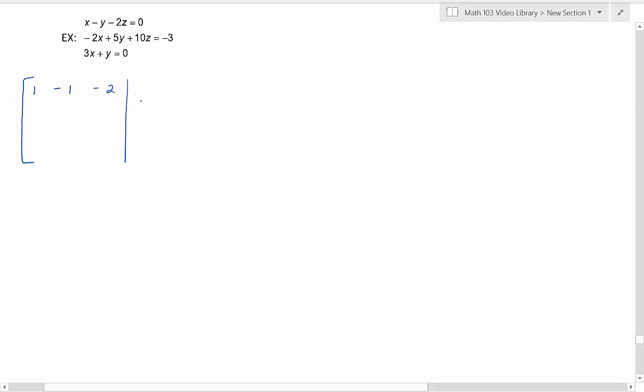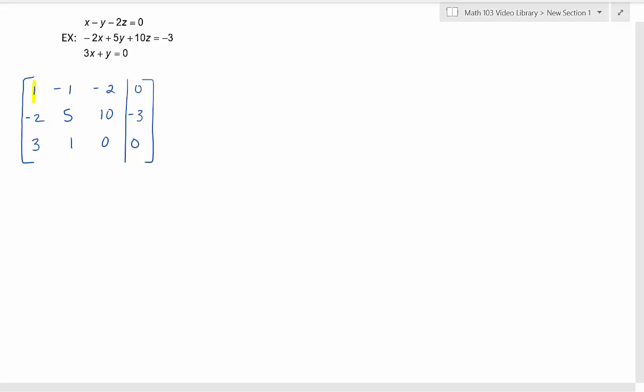Our first row, 1, -1, -2, 0. Next row, -2, 5, 10, -3. Our third row, 3, 1, 0, 0. All right, step 1 is to get a leading one, first row, first column. We have that. Now we need to get zeros below that leading one.